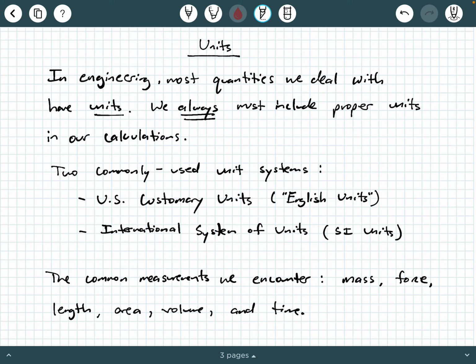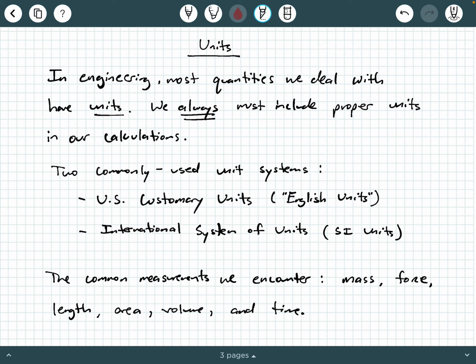So in engineering, most quantities we deal with have units, okay? Whether we're measuring something or we're weighing something, we have units associated with the quantities we deal with. So we always must include proper units in our calculations.